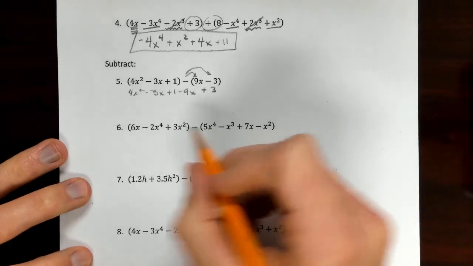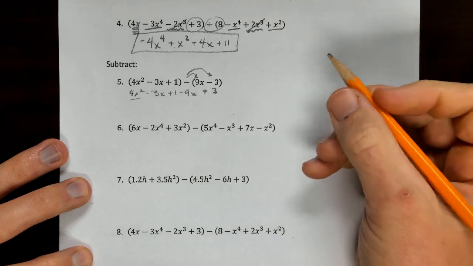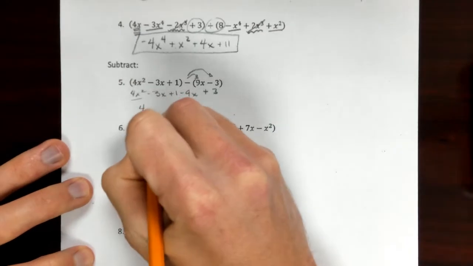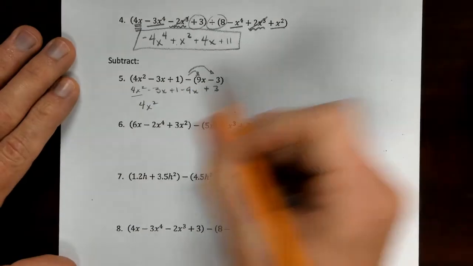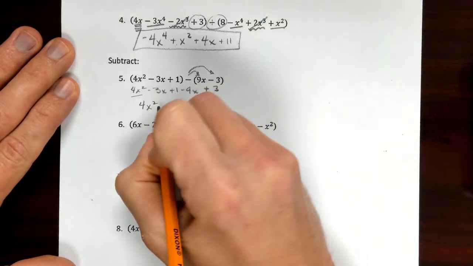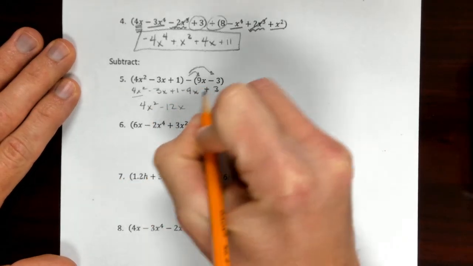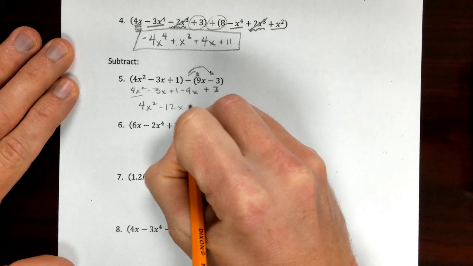Alright, now let's look for like terms. I've got a 4x squared. That's the only x squared I see. Bring that down. I've got a negative 3 and a negative 9. I get negative 12x and then plus 5.